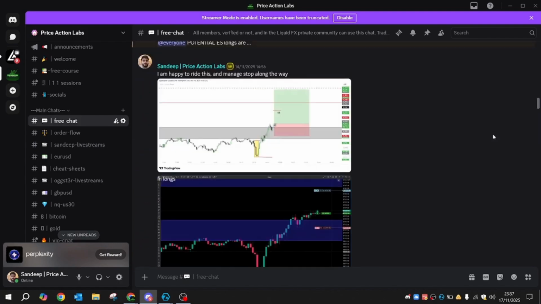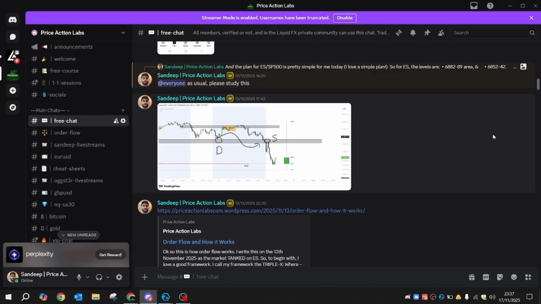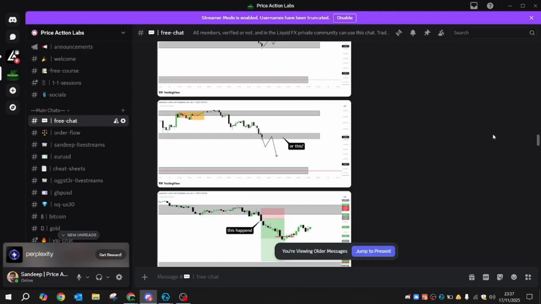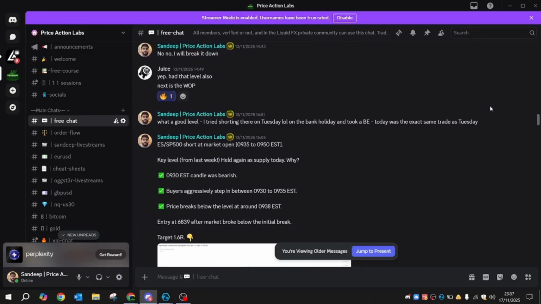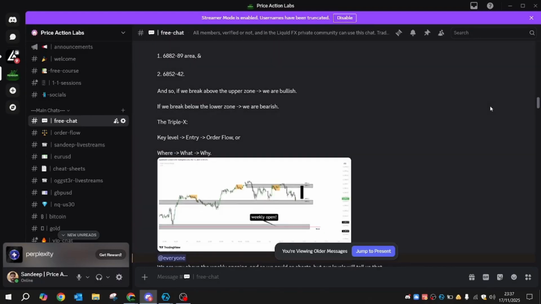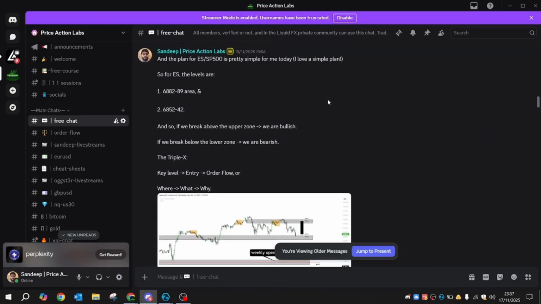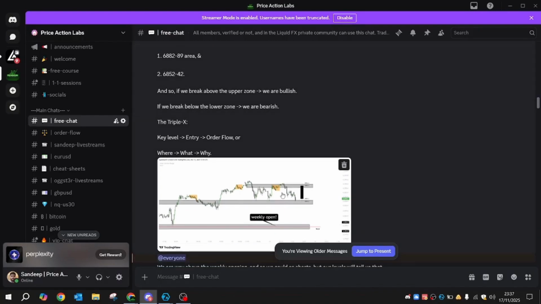So I'm just going to break that down. When we come into the markets like this, you need to have a plan, right? You have to have a plan like this. On this day, these are the two levels I was looking for. This was the plan for ES, nice and simple. These are the two levels.